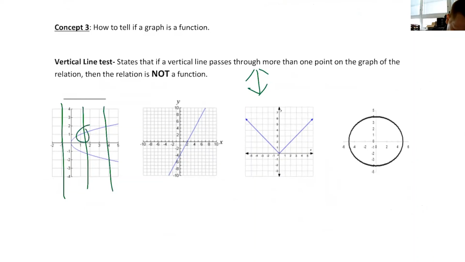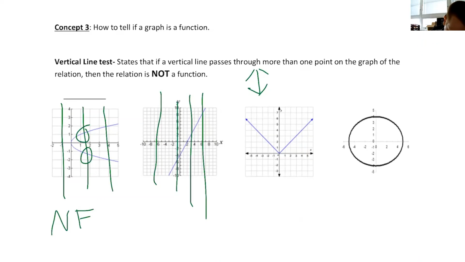So for example, this first graph, it hits here and here with this vertical line. So that's not a function. It hits 2 places. So I'm just going to put NF for not a function. This one here, I basically have a line. Anywhere I draw a vertical line, it's only going to hit one spot, right? There's no vertical line I could draw that hits more than one spot. So this one would be a function.